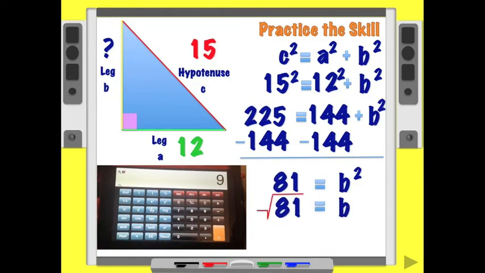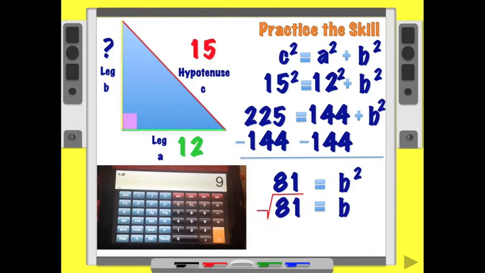This is not our final answer because we need to get rid of the square attached to b. In order to get rid of the square, we need to find the square root of both sides. The square root of 81 is 9, and the square root of b squared is b. Thus, the length of the missing leg is 9.